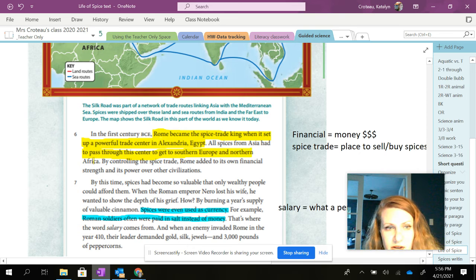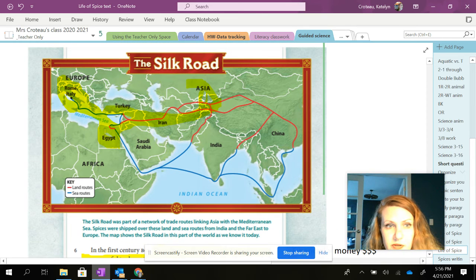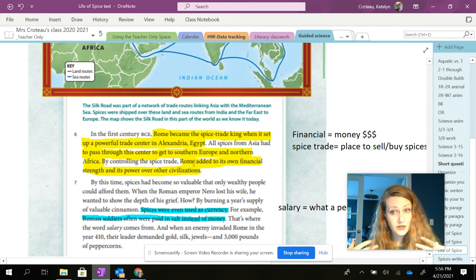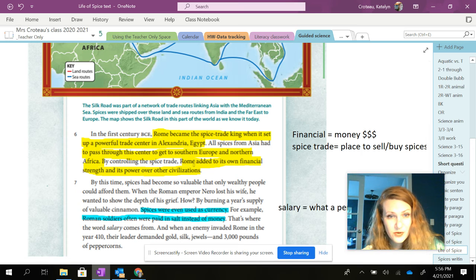Yep, because they were forcing people to go through this, that allowed them to control the spice trade. And it added to its financial strength and power. Because they're like, if you want to trade with us, if you want to trade with the big boys, you're going to have to come through Alexandria. And if you don't do that, tough luck.